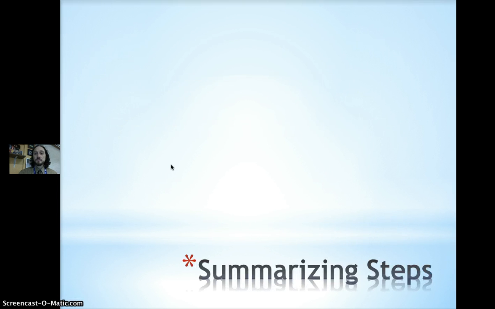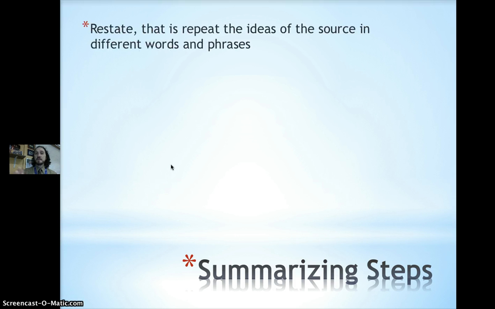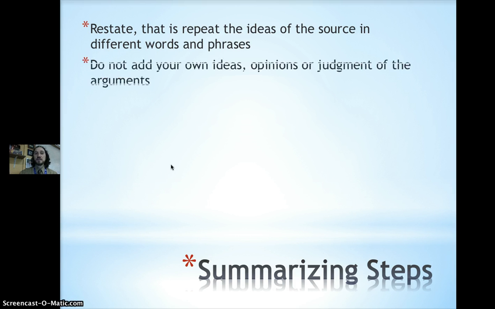Now, the steps to summarizing, some things you want to think about when you take a larger piece and make it shorter, condense it. Restate, that is, repeat the ideas of the source in different words and phrases. So you always want to try to utilize synonyms and other words that mean the same thing and reword it into your own kind of phraseology. Don't add your own ideas, opinions, or judgments of the arguments at all. It's not a time for you to put yourself into it. You're simply offering up the information that was given. Make it shorter than the source as well.